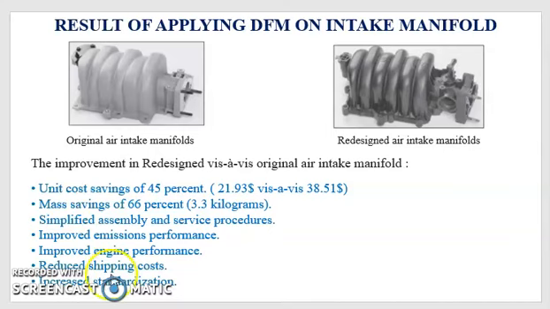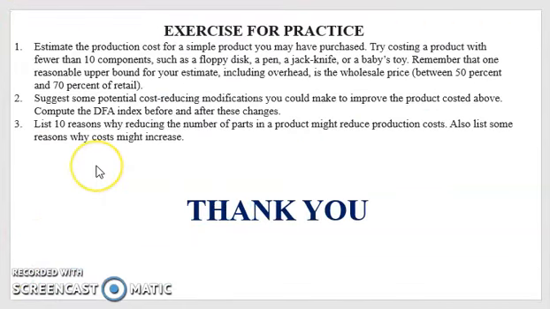Applying DFMA in this product would lead to a saving of several $1 million annually in manufacturing and assembly cost. The other benefits listed above related to performance, shipping and standardization are also significant as compared to the cost of saving materials and manufacturing. With this, I close the session on design for manufacturing and assembly.